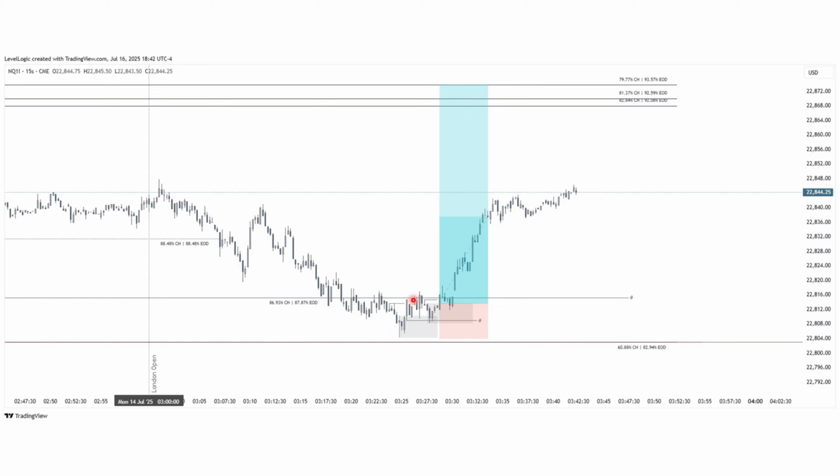So at the very last minute, we're coming down, we're sweeping this little reaction here, and then we're breaking again. So that's probably my A+ setup for an entry model.